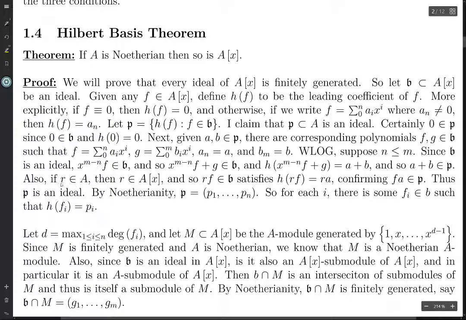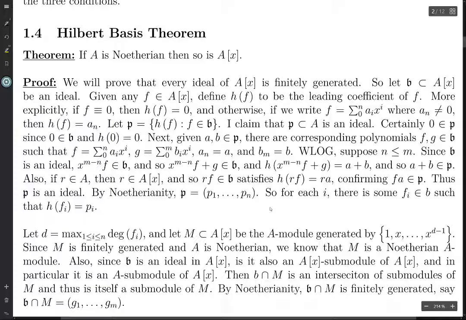Also, if you have any element r in the ring, then it's a constant polynomial in the polynomial ring. So rf is in B, and its leading coefficient will obviously be r times a. And so it's closed under multiplication, and therefore it's an ideal. And by Noetherianity, it's finitely generated by p_1 through p_n.